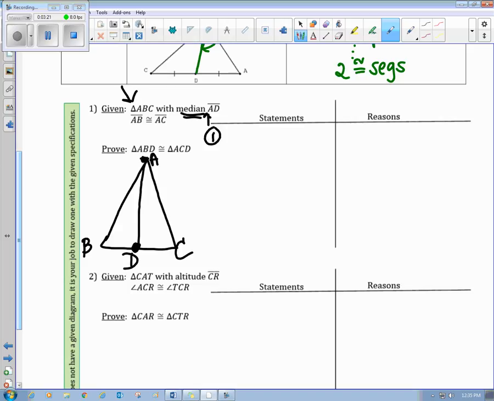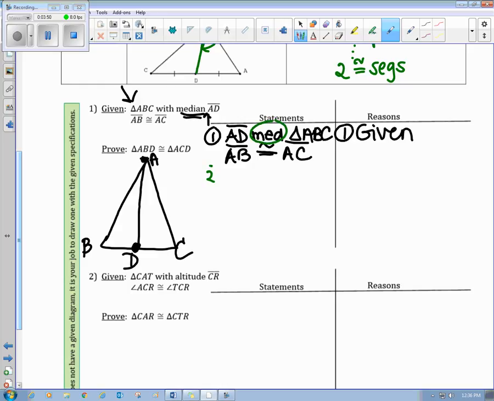So in my proof, I would put that AD is the median to triangle ABC, and I would also put in that other given that AB is congruent to AC. And then, like I said, the real reason that we're here is so that we can talk about what that median does. So when you see this line that's talking here about the median, you want to take that and say, okay, what does the median do? Well, it tells me that I have a midpoint. So I'm going to put in there that that point D is the midpoint of the segment called BC.